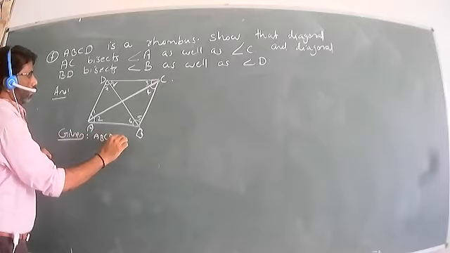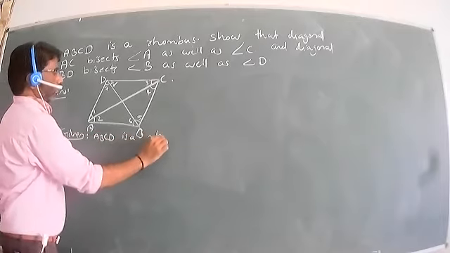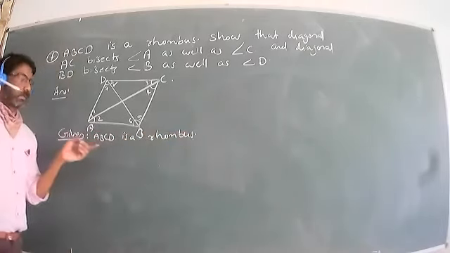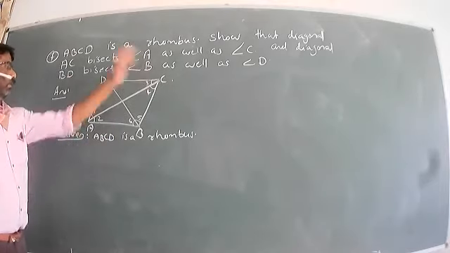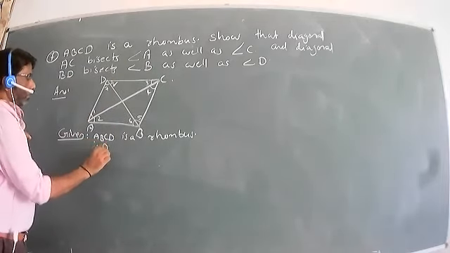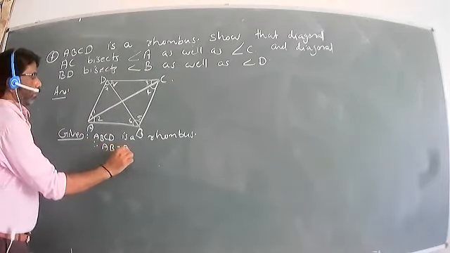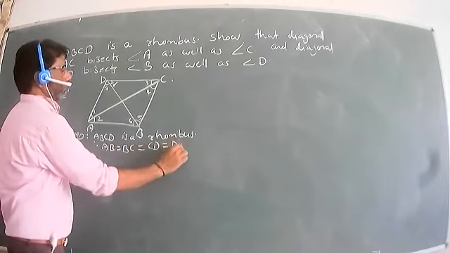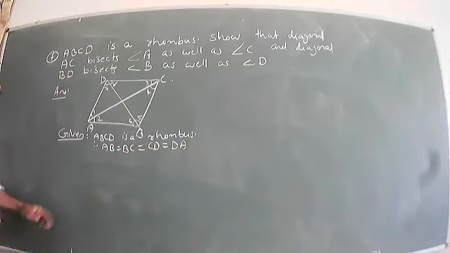ABCD is a rhombus. So what is the property of rhombus? When rhombus is given, all the sides will be equal. Therefore, AB is equal to BC is equal to CD is equal to DA. This is the first given thing.